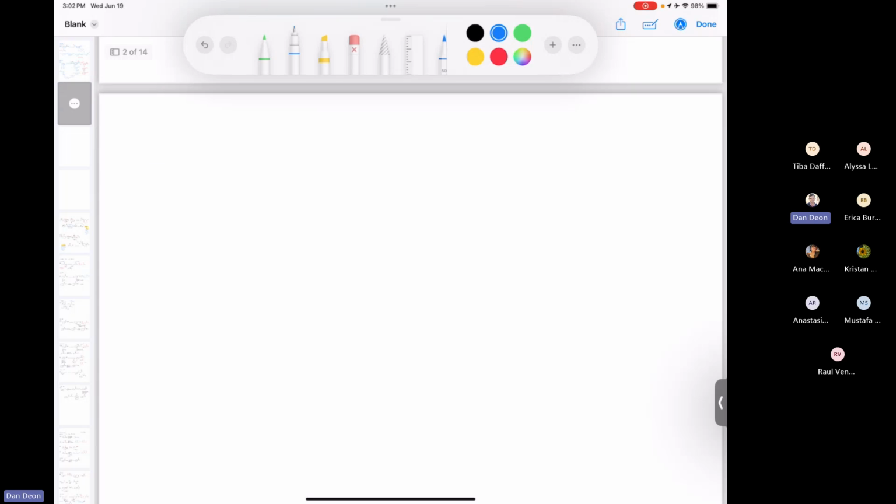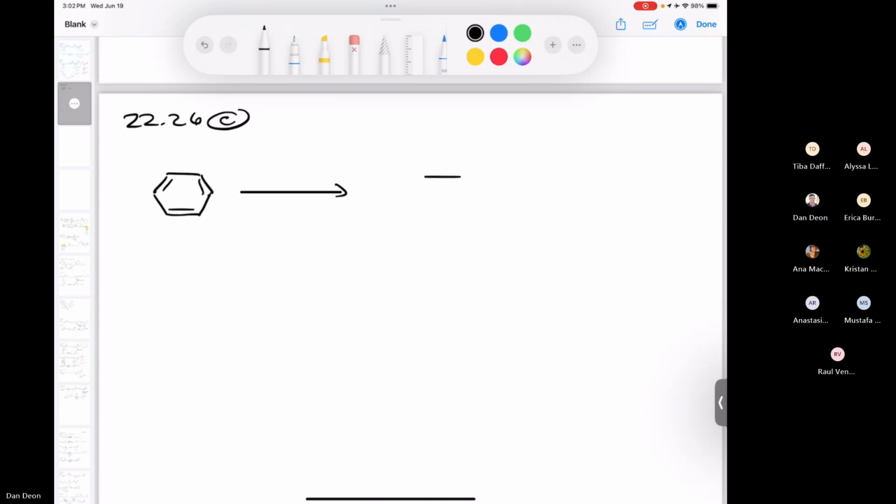Okay, let's try the last one, which is 22.26c. So let me just scribble it down here. So this is 22.26c. And in this one, we're starting with benzene again. So we're starting with just some benzene, and we want to convert that into para-tert-butyl benzoic acid. So this compound here, there's our tert-butyl, and there's our benzoic acid.